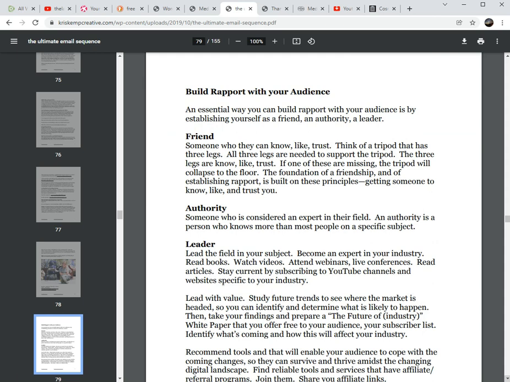With the 25-letter email sequence, you want to build rapport with your audience. The way that you can do that is establishing yourself as a friend, an authority, or a leader, or all three. So a friend is someone you know, like, and trust.